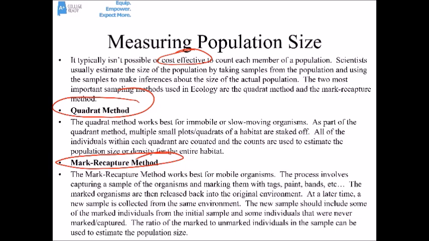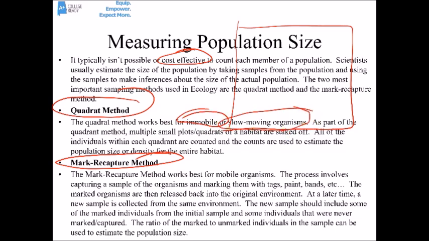So in the Quadrant Method, scientists are going to block off small areas of the habitat, and they're going to count all the organisms in that quadrant. They're going to do that with multiple quadrants. They're going to take the area of that quadrant and then use that to estimate how many organisms are in the whole habitat. So this type of method works best for either organisms that are immobile or things that are slow moving, maybe like a slug or something.